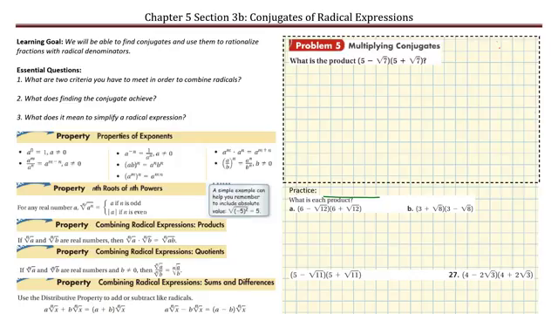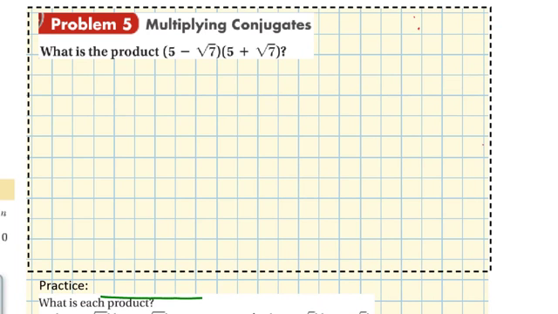On problem number 5, like problems 3 and 4, we're going to FOIL again. But I want you guys to pay close attention to what happens. Look at what we begin with and look at what we end up with after we simplify. We're going to FOIL like before.